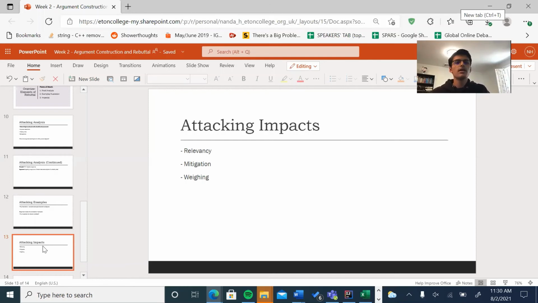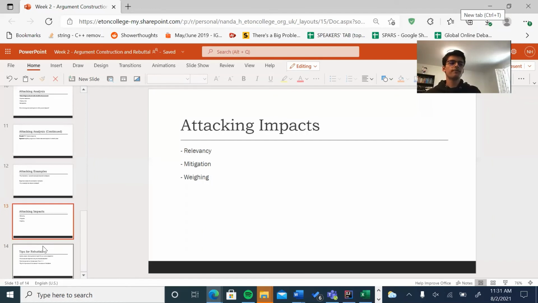The final way is by weighing. This is where you accept the full degree of the impact, but you just say it's not as important as this other impact that we have. And you could do that by demonstrating that one impact is more likely than the other, that one impact is more severe than the other, that it affects a stakeholder that's more important. All of those are things that you can use to demonstrate why one impact should be considered higher to another.